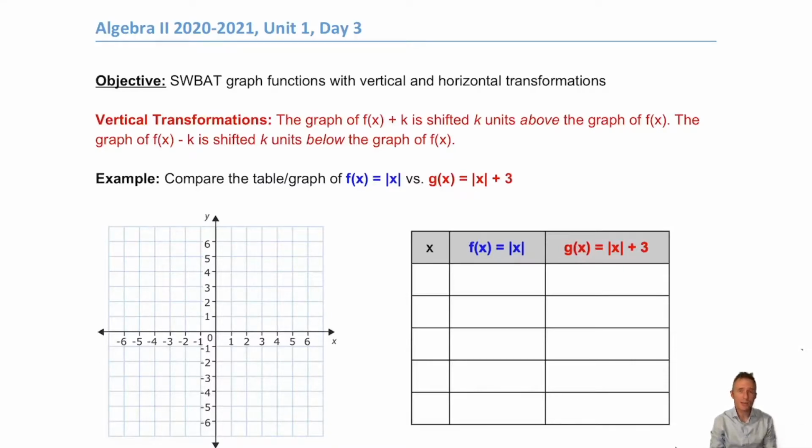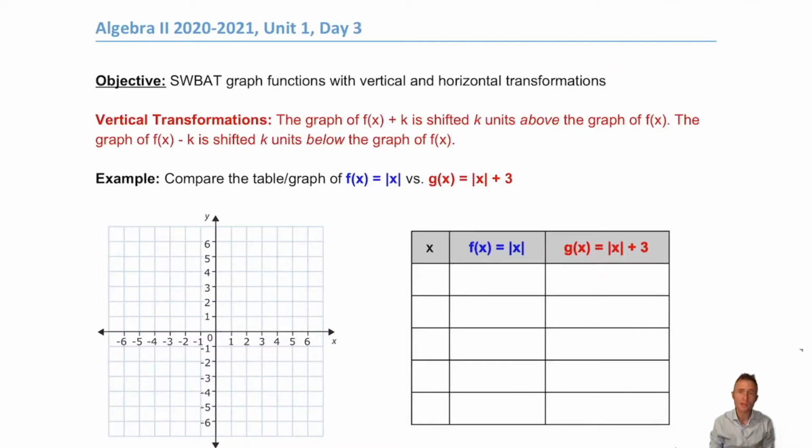Unit 1, Day 3. Today we're going to be talking about graphing functions with vertical, meaning up and down, and horizontal, meaning left and right transformations. I say transformations because we're going to be taking functions that we know what they look like, an absolute value function, and we're going to be shifting them all around the coordinate plane. So maybe we're going to shift an absolute value function, looks like this V, maybe we'll shift it up 5 and left 1. And we're going to use our knowledge of how transformations work to quickly graph and identify functions.